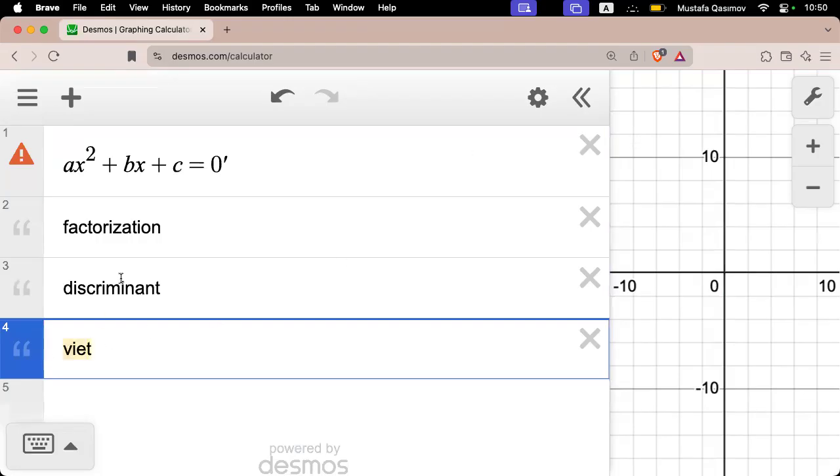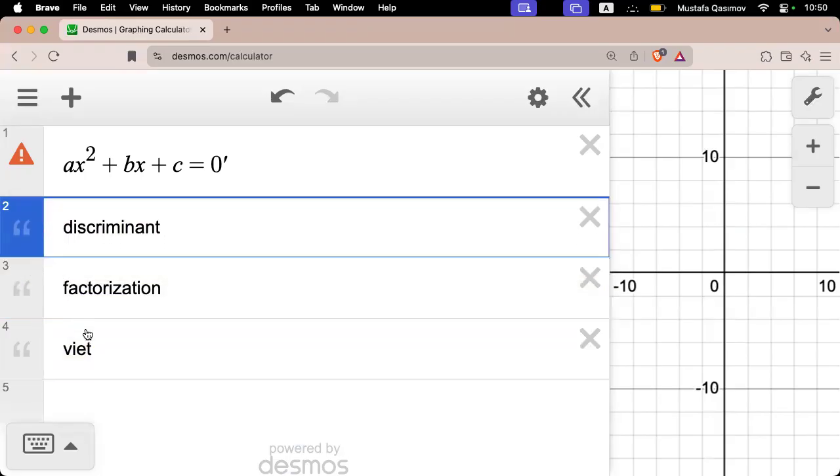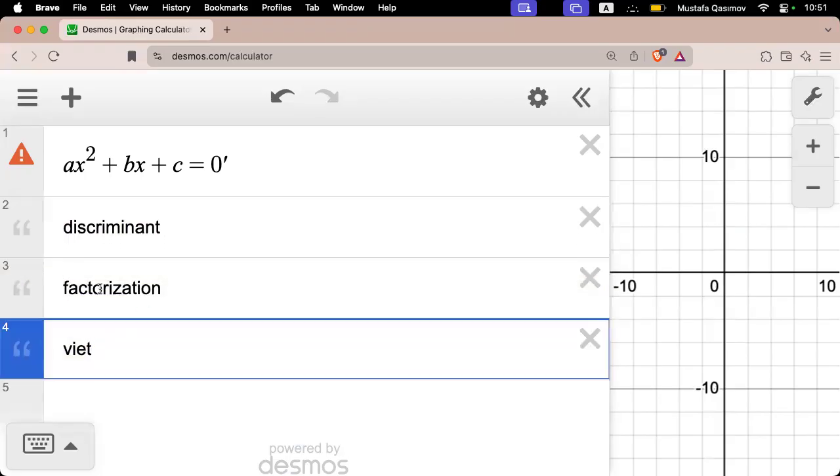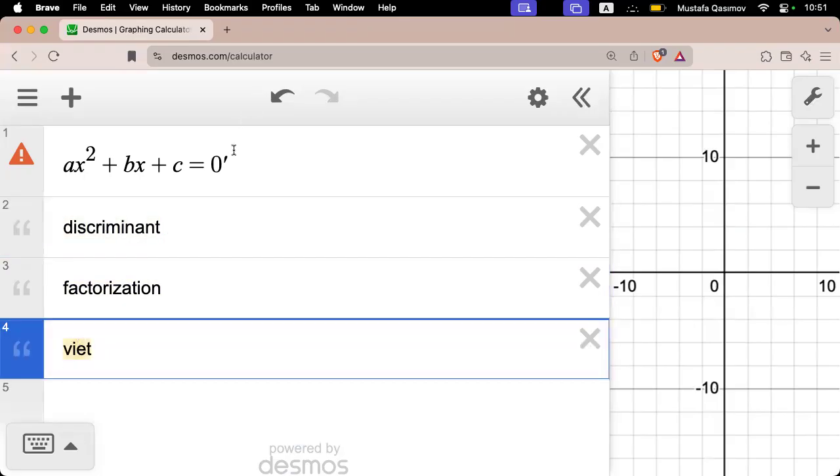Viet works only for integer numbers, but discriminant works for all of them. Which one? Generally, you are using factorization or discriminant. Generally, Viet questions are different from that one.